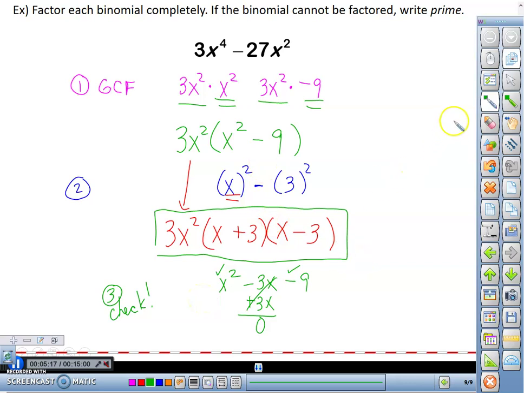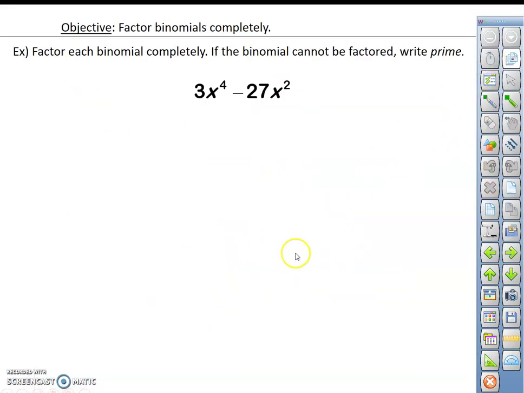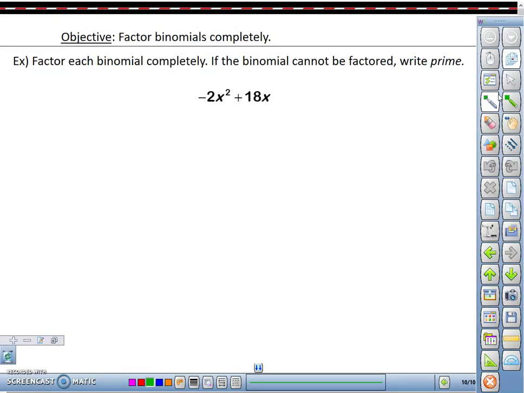All right, second example, or actually third, we're on the third example. Looking here, this one's going to be a little bit different. Here we have negative 2x squared plus 18x. This is the first time we're having a problem that starts with a negative coefficient. So we're going to handle this a little bit differently.